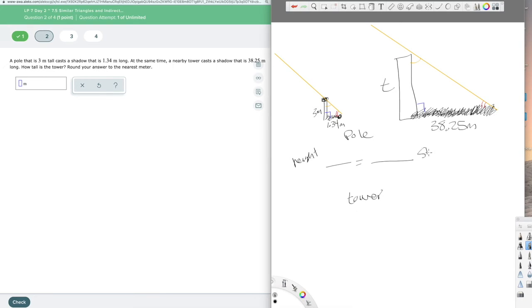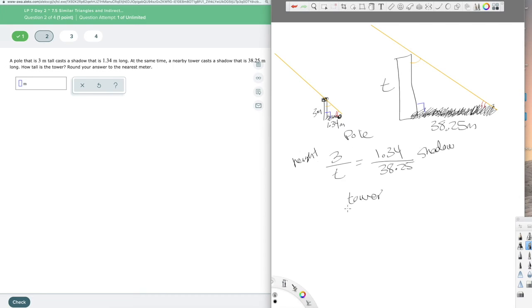So I can actually give myself a little map of how to fill this in. The height of the pole goes on top here. That's 3 meters. The height of the tower, that goes on the bottom. Well, I don't know that. That's T. The shadow of the pole goes on the top on this side, and then the shadow of the tower goes on the bottom. 3, 8, 25, like that. So it gives me this little map.